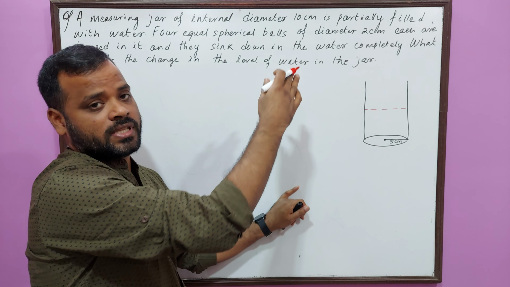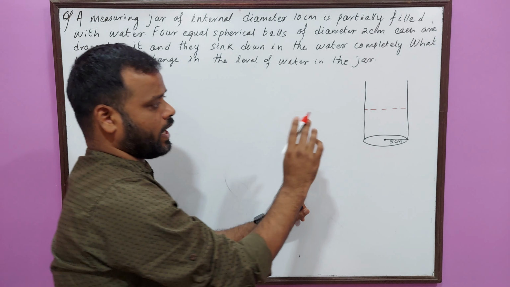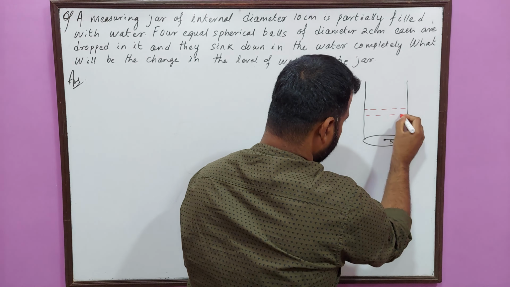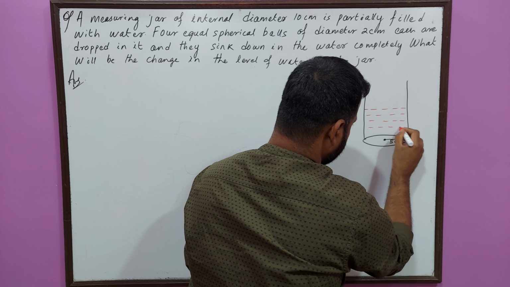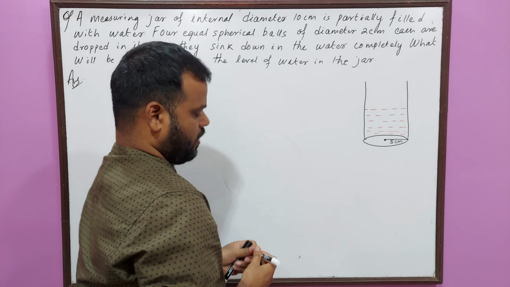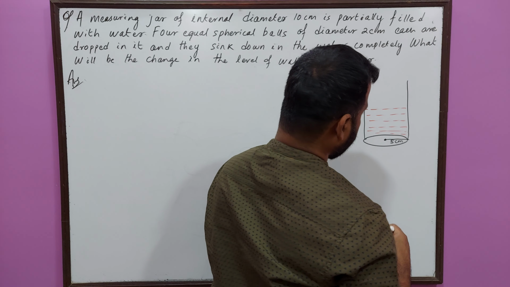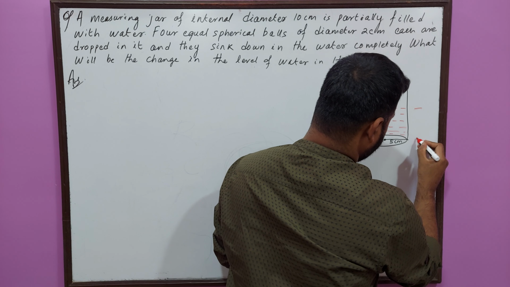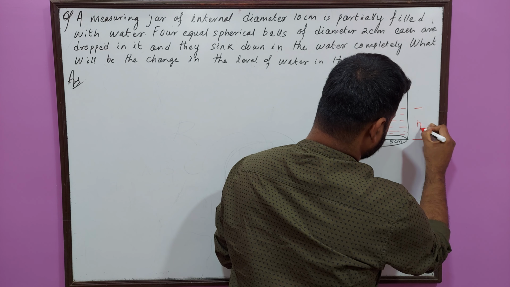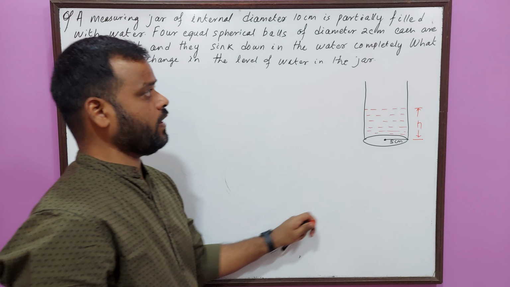So from here you have to understand that it has some height, which we will take as h. It is partially filled with water. So this is the hint that it is having some height. We take the height as h. The level of the water in the jar is up to a height of h.